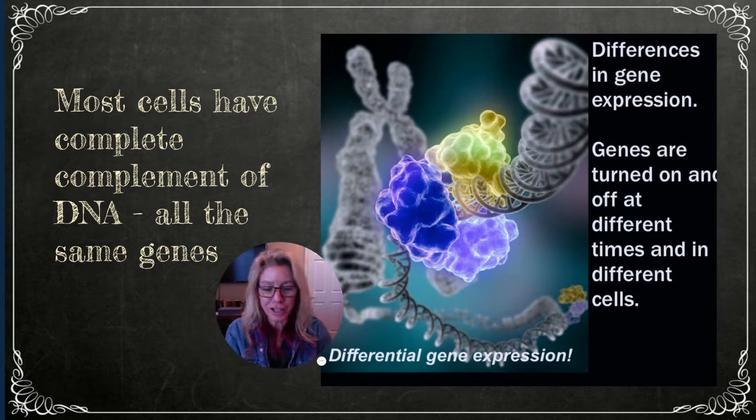So on your introduction, on the notes, I am at 13.2, eukaryotic regulation. And as far as the College Board goes, this would be 6.5 and 6 as far as the unit guides. So introduction, most cells have a complete complement of DNA, all the same genes. Different genes are turned on in different cells, and that's called differential gene expression.